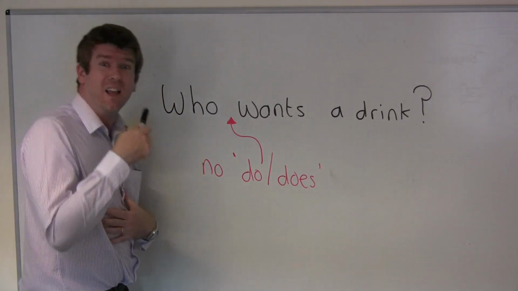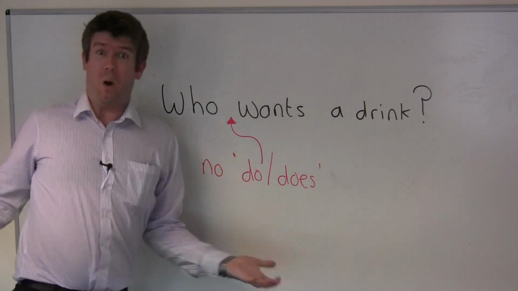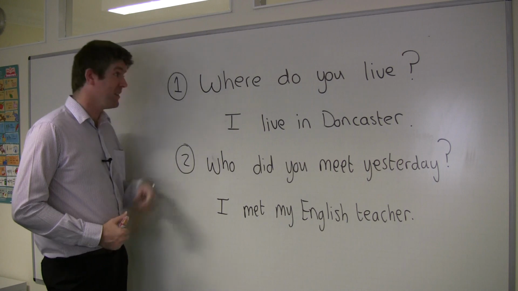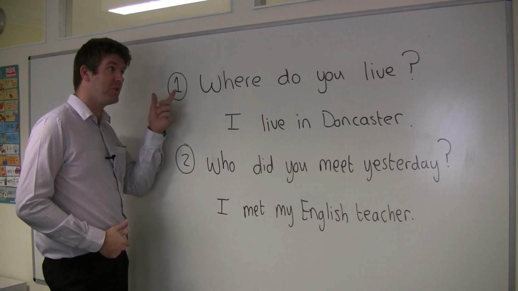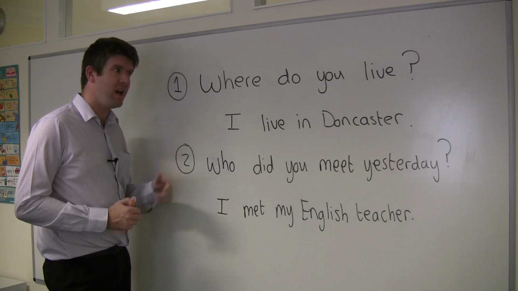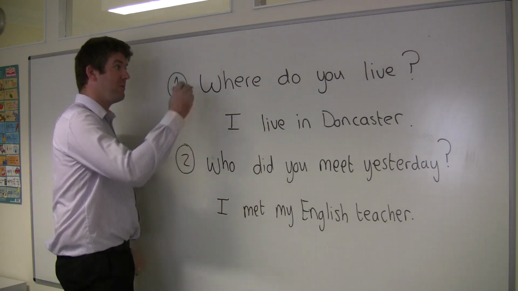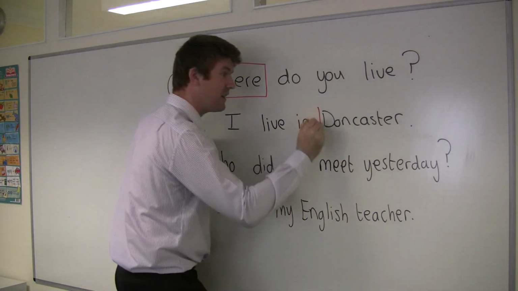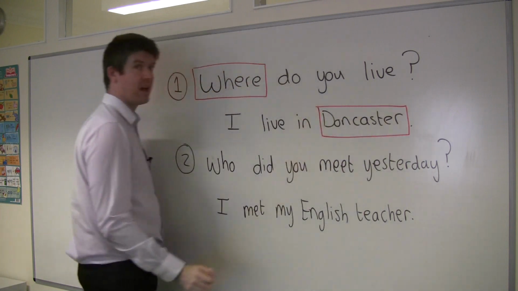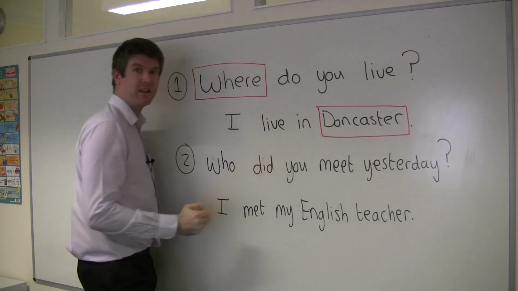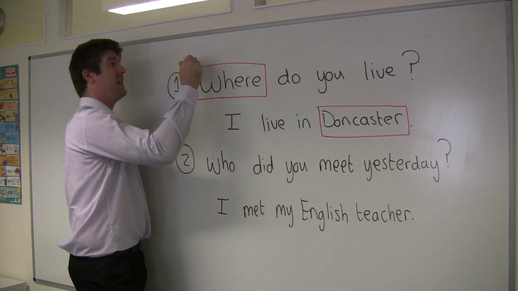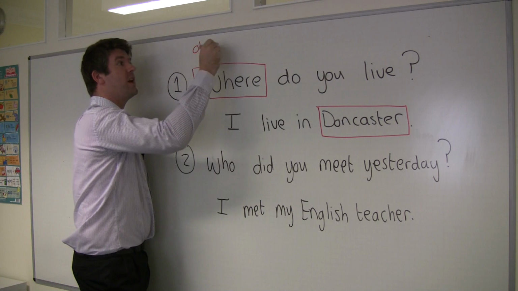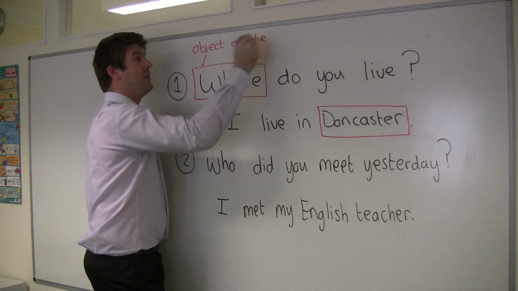So in this question, there's no auxiliary verb. But why? Well, don't just think about the question, think about the answer too. Let's look at these two examples. In the first one, we have the question, where do you live? And the answer, I live in Doncaster. We need to look at this word, where in the question and Doncaster in the answer. Okay? This and this are the same, but this here is the object of the answer.